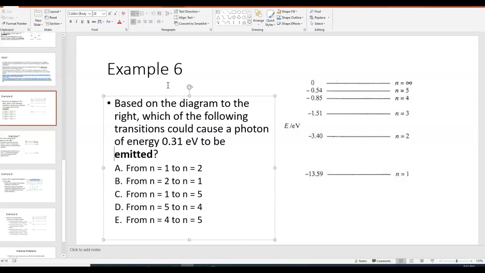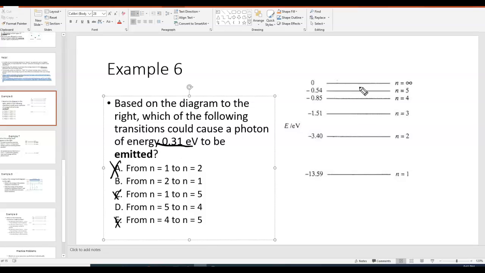Okay, so first of all, we need to see which of these answer choices are downward transitions from a higher energy to a lower energy. Well, we can eliminate A because from 1 to 2 is obviously not from high to low. We can also eliminate C, and then we can eliminate E for the same reasons. Now, how do we know which energy transition is going to give us this special photon? Well, the photon is emitted with an energy equal to the difference between two energy levels. So basically, we need to see which two energy levels have a gap size of 0.31.